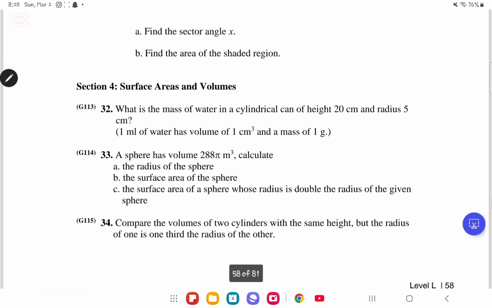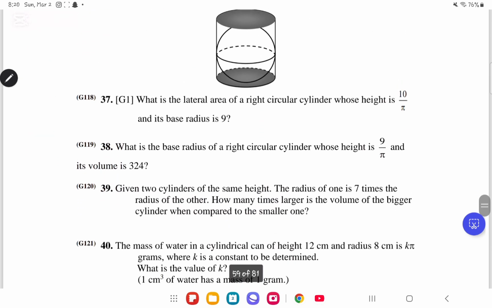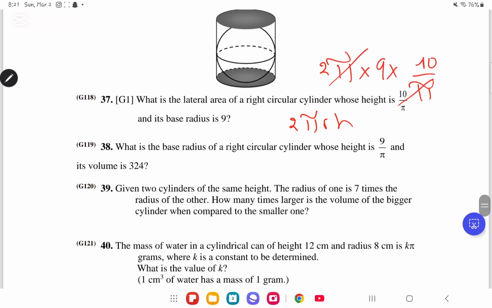Then we move on to the next recommended thing. Hold on, I just have everything recommended on a paper, which is question number 37. We move to question number 37. This came in the AMS actually. They said, what's the lateral area of a right circular cylinder whose height is whatever? You should know that the lateral area of a cylinder is 2 pi RH. My apologies. So it's 2 times pi times the radius, which is 9, times the height, which is 10 over pi. This goes away with this, and you're gonna get your answer, which is 180.